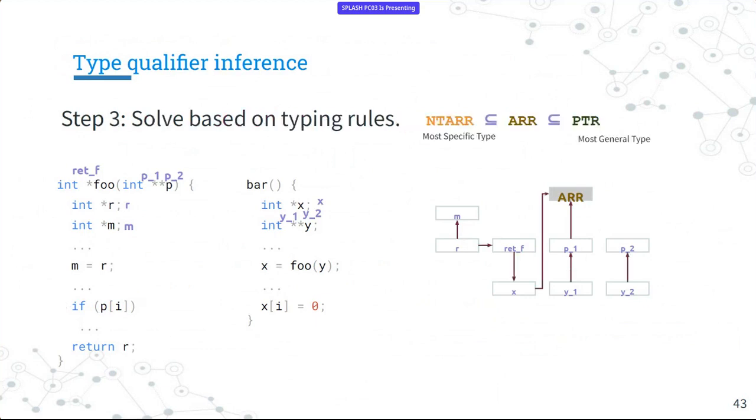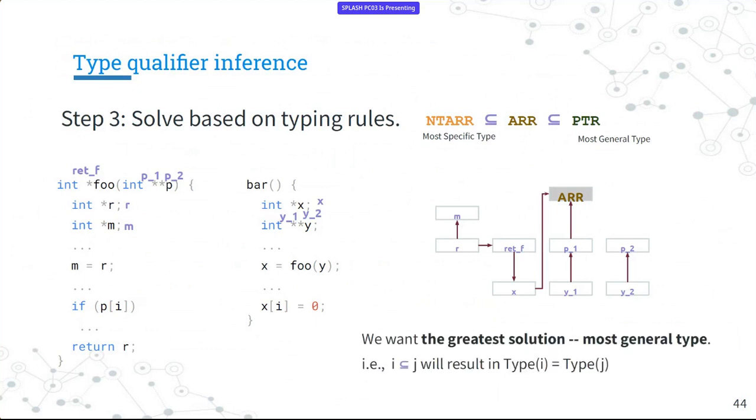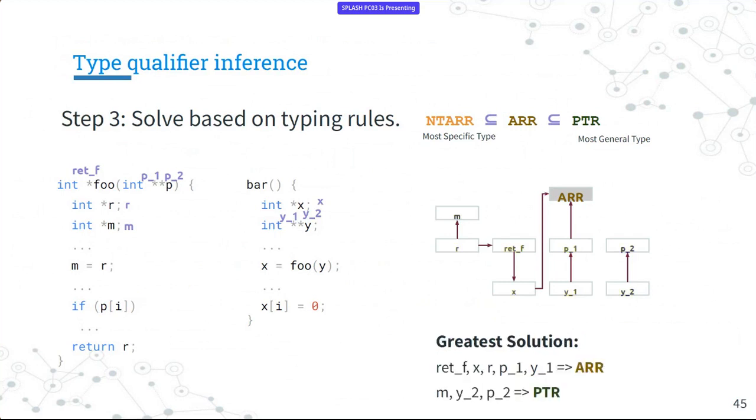And then we solve the constraints based on the type system of checked C. We want to have the greatest solution, or the most general types that satisfy the constraints. We get the corresponding types. Once we have the types inferred, we can do the rewriting. Okay?